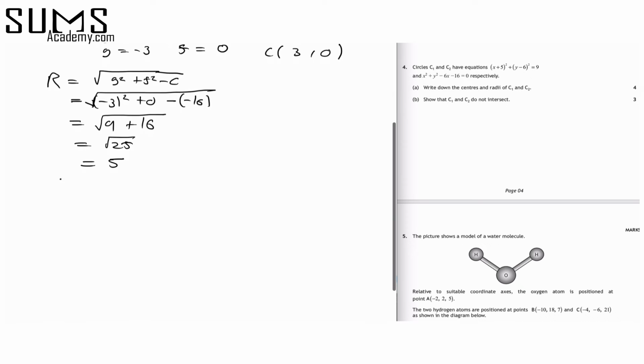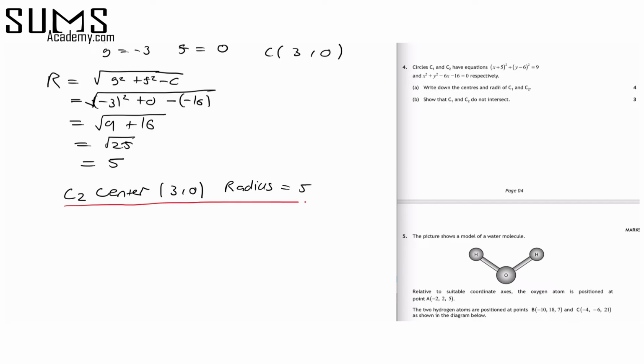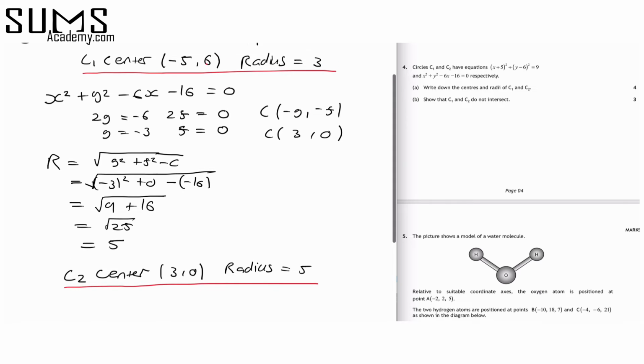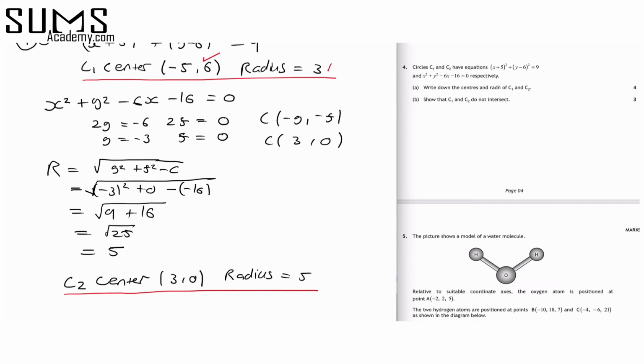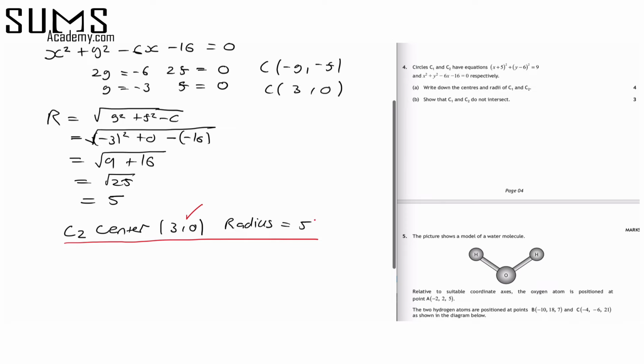So now we know everything for C2. C2 centre is (3, 0), and radius is equal to 5. The 4 marks are pretty straightforward: you get 1 mark for each of the centres and radii, 1 mark for that, 1 mark for that, 1 mark for that, and 1 mark for that.